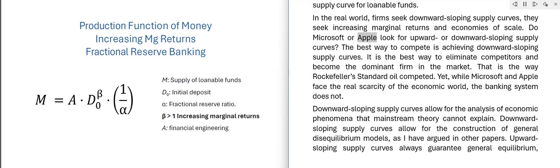Do Microsoft or Apple look for upward or downward-sloping supply curves? The best way to compete is achieving downward-sloping supply curves. It is the best way to eliminate competitors and become the dominant firm in the market. That is the way Rockefeller's Standard Oil competed. Yet, while Microsoft and Apple face the real scarcity of the economic world, the banking system does not.